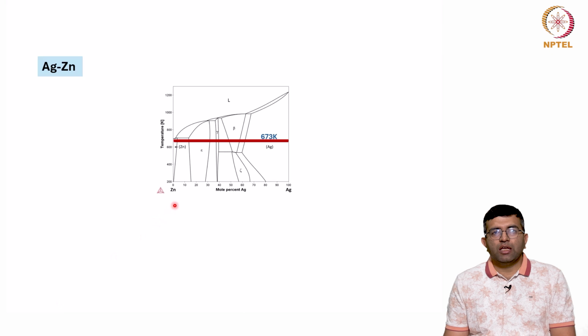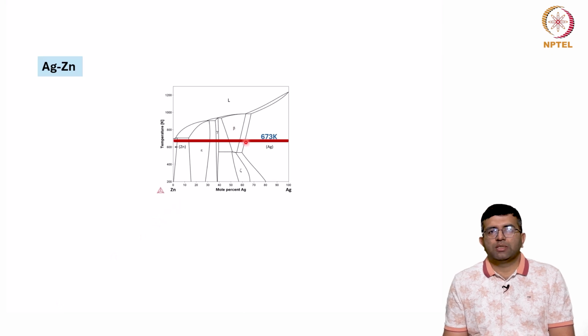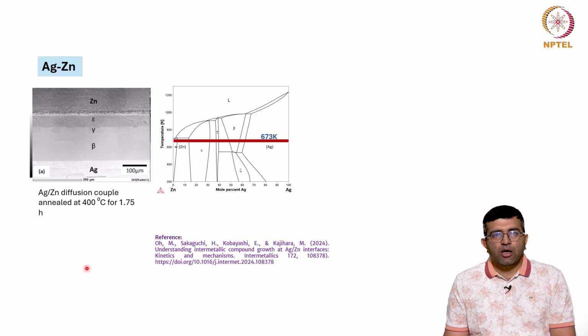Another interesting example is the silver zinc system. If you look at the phase diagram, it has intermetallic phases with a wider homogeneity range, like beta and epsilon. It also has gamma, and if you see the micrograph of the interdiffusion zone between silver and zinc, you see all these 3 phases form: beta, gamma and epsilon.